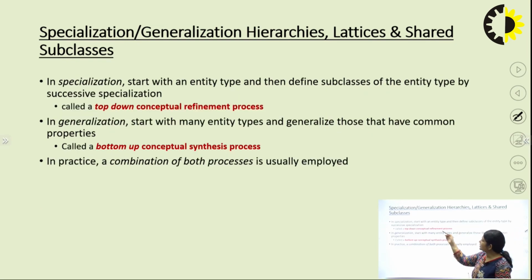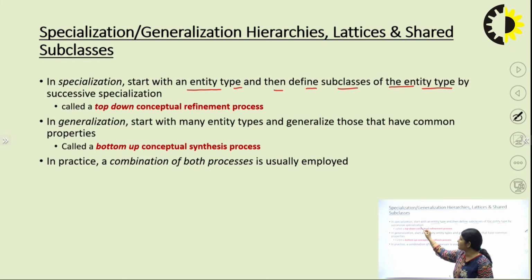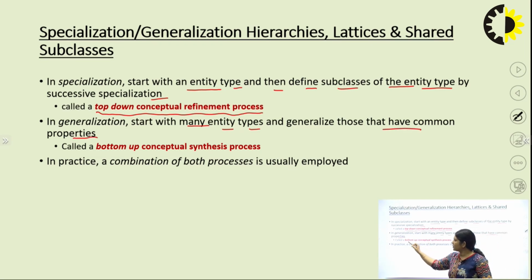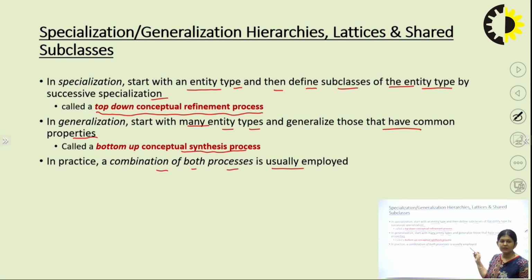So, in specialization, we start with an entity type and then define the subclasses of the entity type by successive specialization. So, if we summarize, specialization is a top-down conceptual refinement process. In generalization, we start with many entity types and generalize into those having common properties. So, if we summarize it, it would be a bottom-up conceptual synthesis process. So, in practice, a combination of both processes is usually employed.